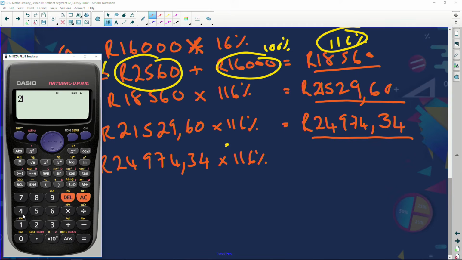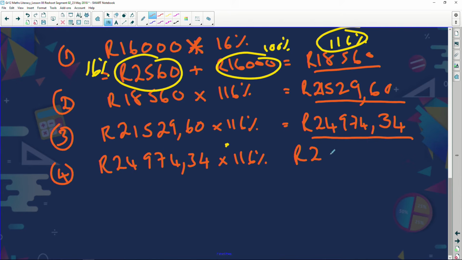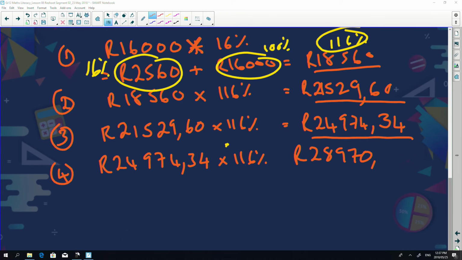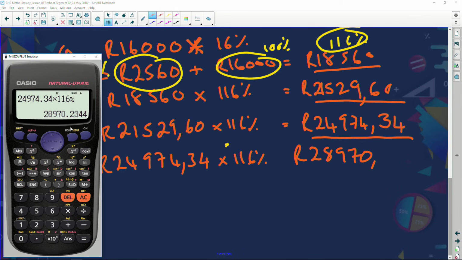And I'm going to say I've got 24,974 Rand 34 cents, multiplying by 116% equals, and we land up with 28,970 Rand and 23 cents.